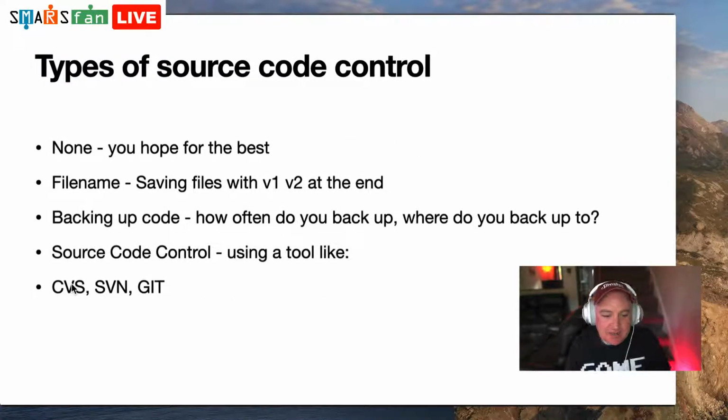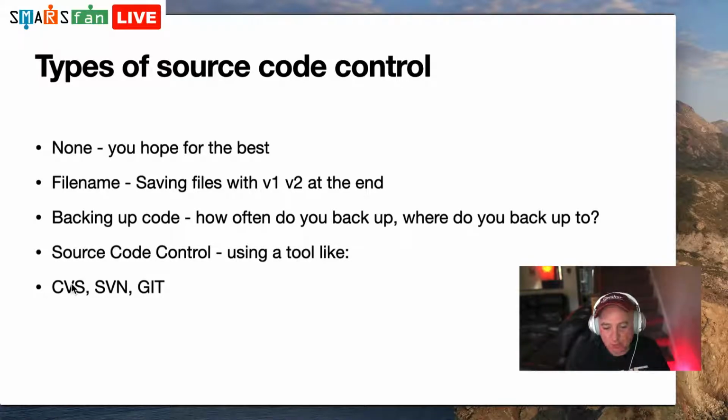There are a couple of different types of source code control. You could basically not do any and just hope for the best, which isn't a great idea. You could, as I said before, start saving file names with version 1, version 2 at the end of it, and so on. You'd end up with a lot of files, and there'd be a lot of file management to be done as well. And it'd be difficult to link a specific build of code to specific versions of files without that getting really messy quite quickly. And then backing up: how often do you back up? Where do you back up to? How do you know that's safe and secure? How can you give somebody access to your code if you're only backing it up?